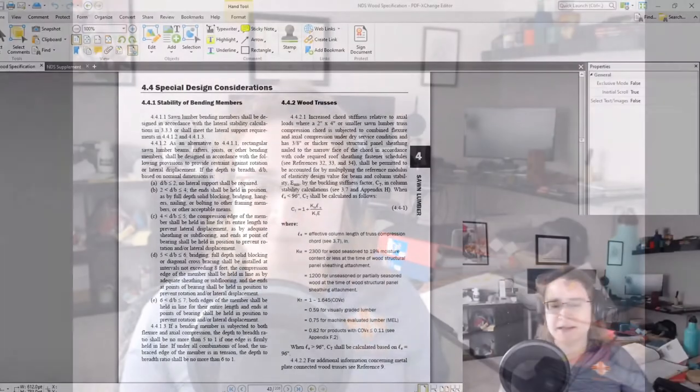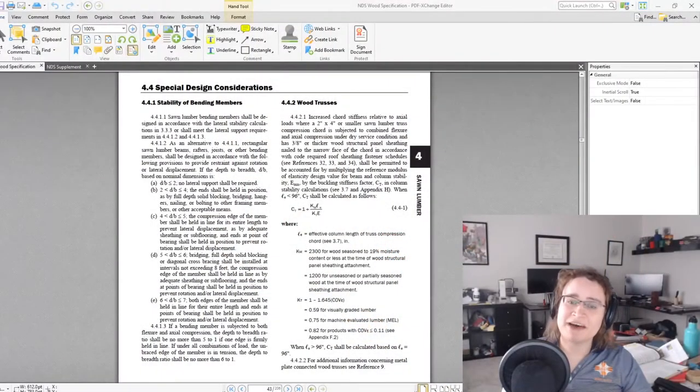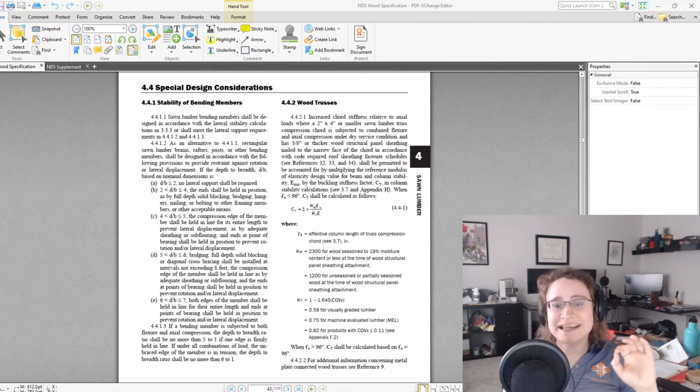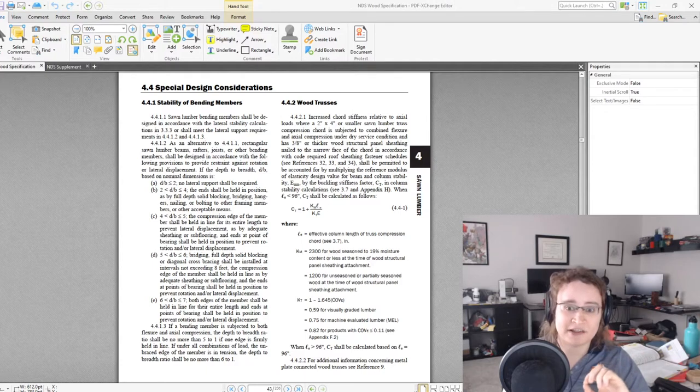Still, in the name of completion and thoroughness, I did want to touch on another method of addressing beam lateral stability, and that is the prescriptive method. The NDS does provide an alternative method of addressing lateral torsional buckling, and again, this method is to use prescriptive provisions. These prescriptive provisions are laid out in NDS section 4.4.1, which is shown here. So here the NDS provides prescriptive requirements that can be used in lieu of the beam stability factor calculation.